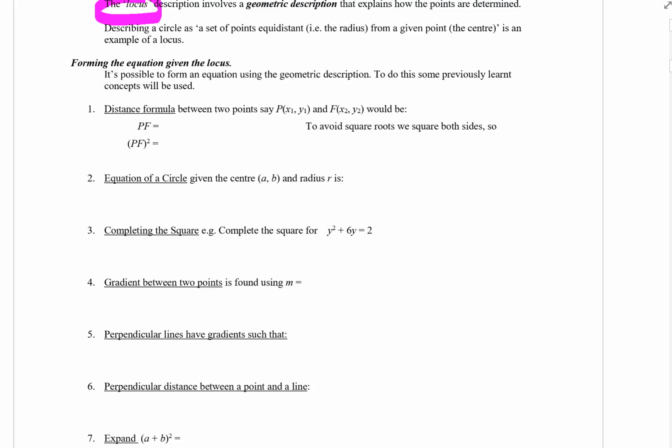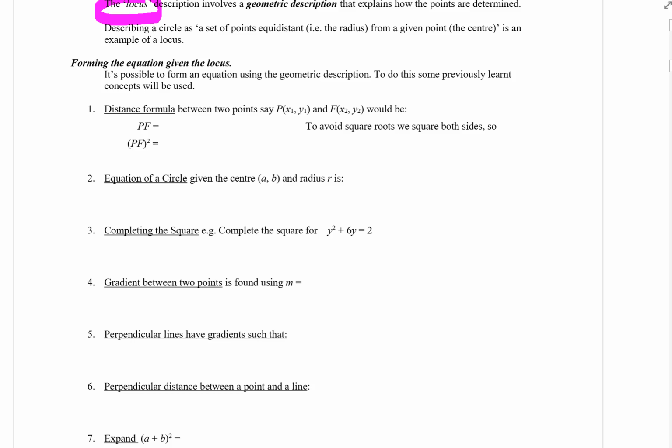Now what you're going to do in exercise 9A is you're going to be given the worded description, or the locus statement, giving the geometrical description of the set of points, and from that you're going to form the equation so that we can actually identify exactly what shape this is.